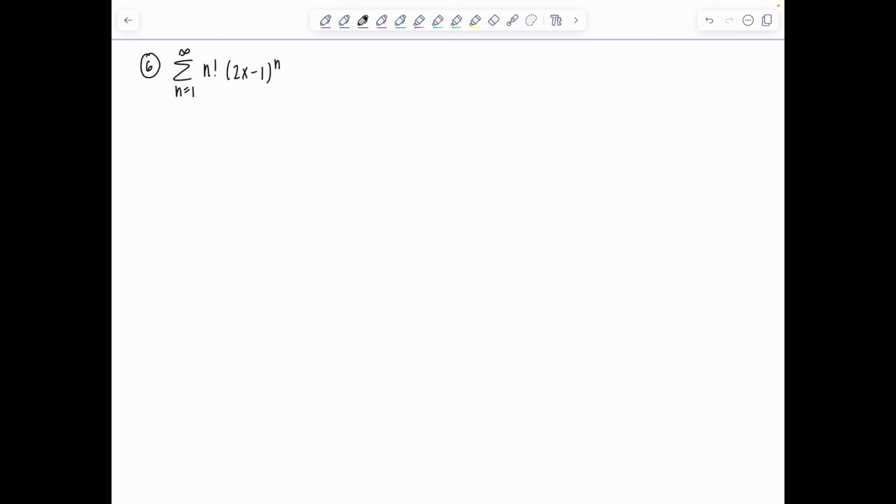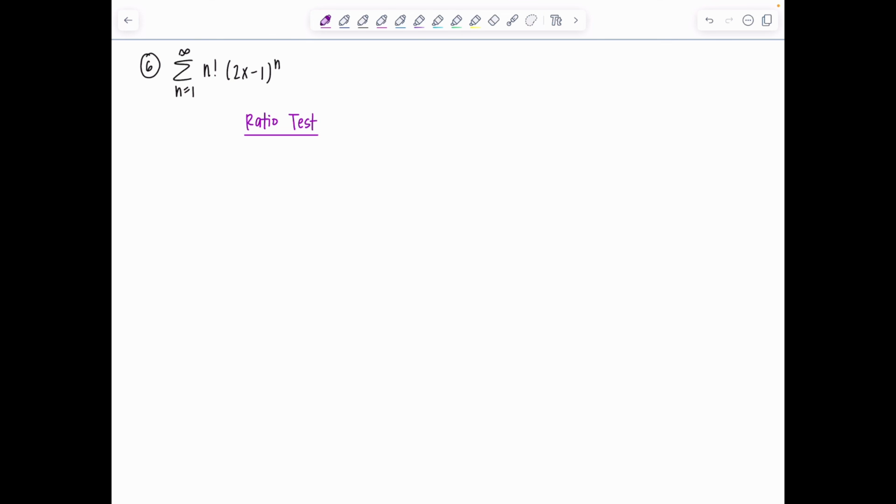So I mentioned in the very beginning of the video that there were 3 possible outcomes, and here's the last one that I have not yet done for you. We have the sum, n equals 1 to infinity, of n factorial times (2x minus 1) to the n. So we're going to use the ratio test. I know we use the ratio test every single time. I told you on occasion you can use the root and it's easier, but if you don't, ratio will still work.